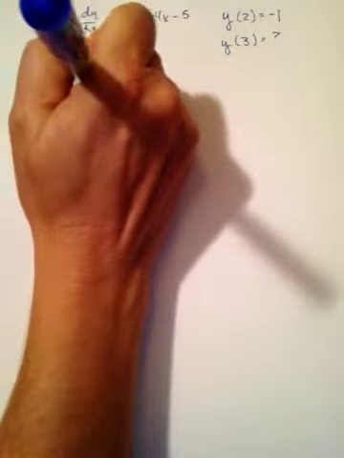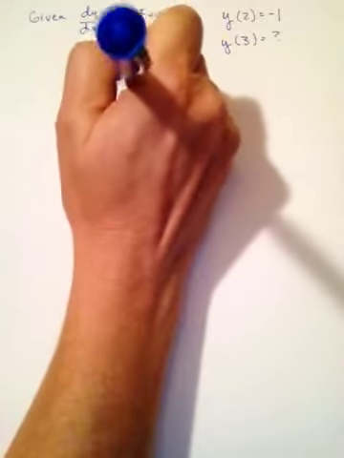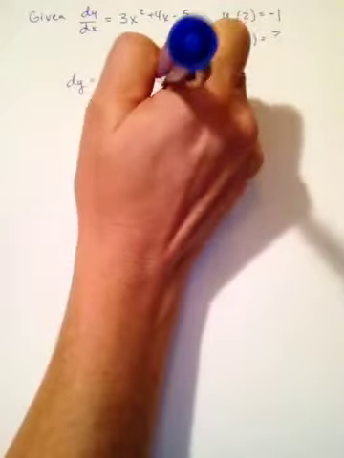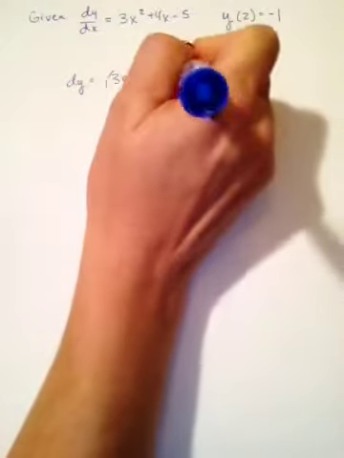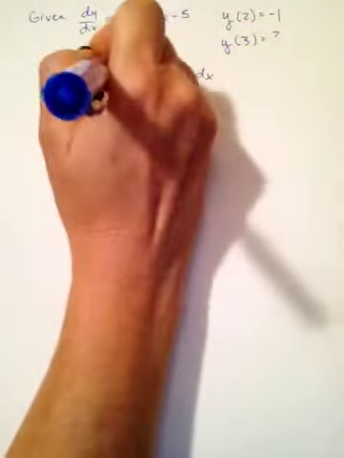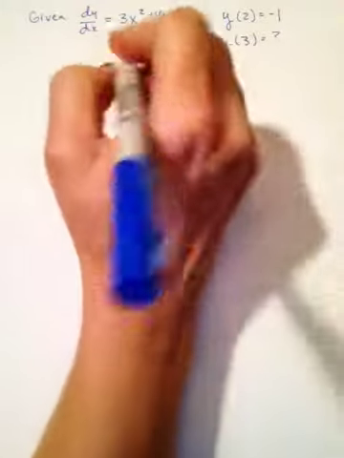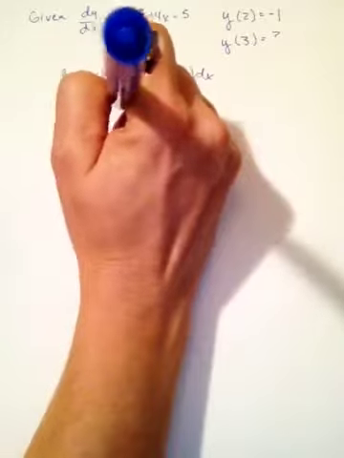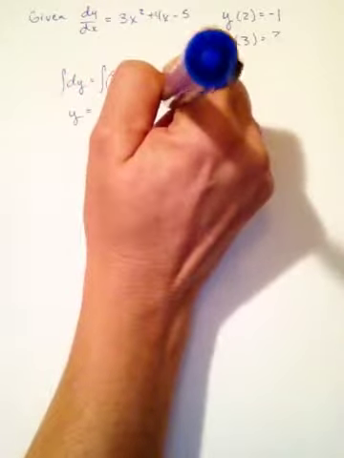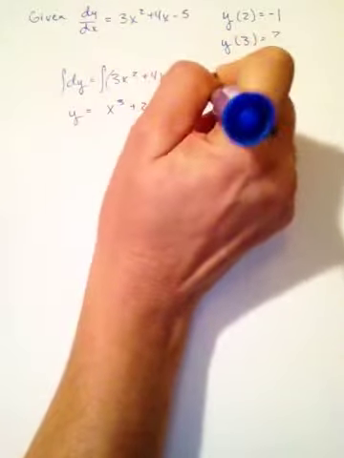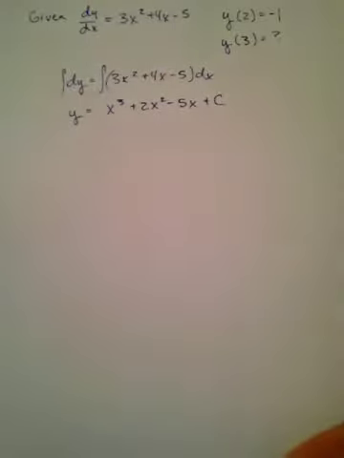So I'm going to start separating the variables. So I have dy equals 3x squared plus 4x minus 5 dx, and I'm going to integrate both sides. So I will have y equals x cubed plus 2x squared minus 5x plus c. There's our constant of integration.